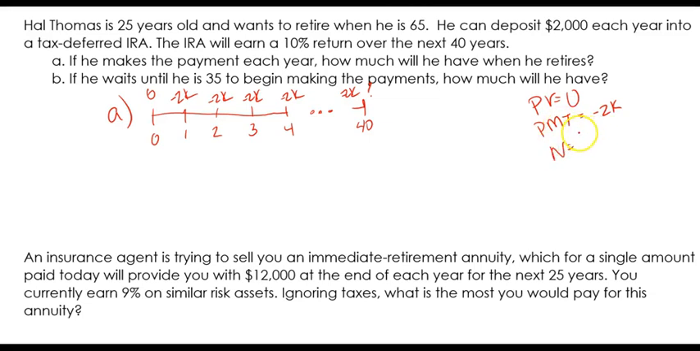He's making annual contributions, not monthly. So we know that this is compounded annually. So it's 40 time periods. And his account earns 10% on average. So we need to solve for future value.